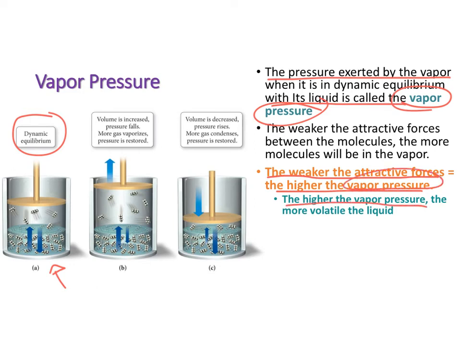So the higher the vapor pressure, the more volatile the liquid. For example, when you have 100% acetone, if you've ever seen somebody take off nail polish, it evaporates right away. It has a very high volatility.